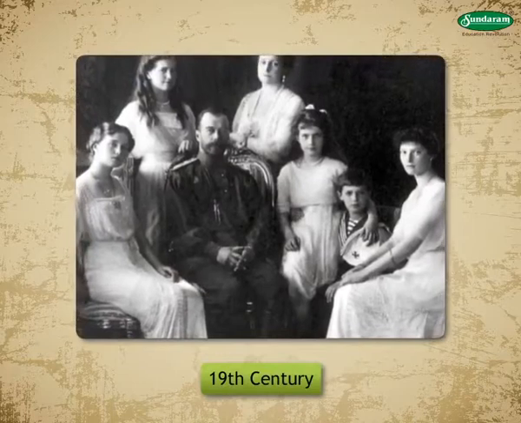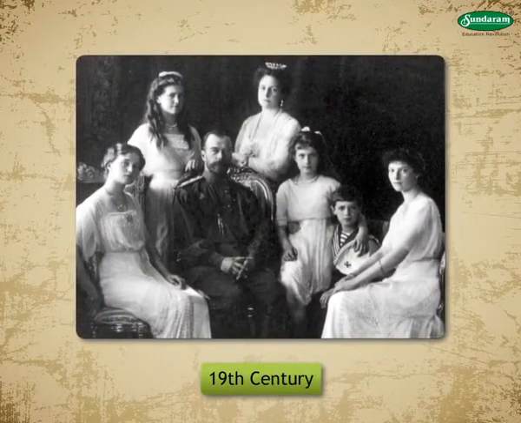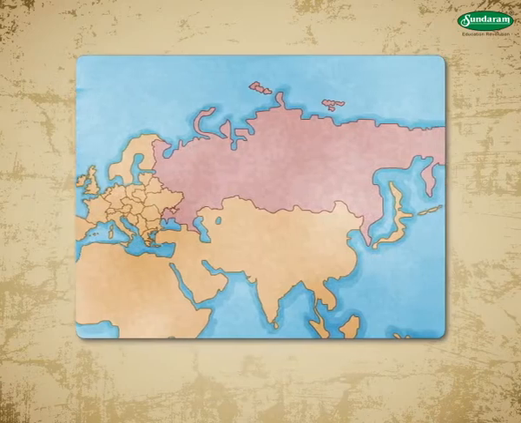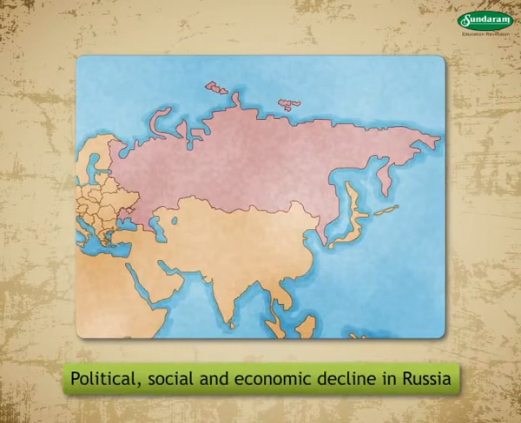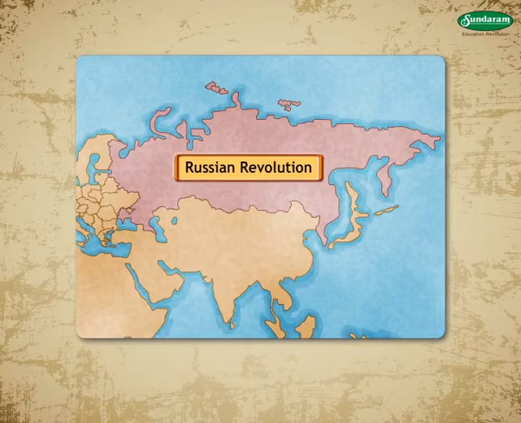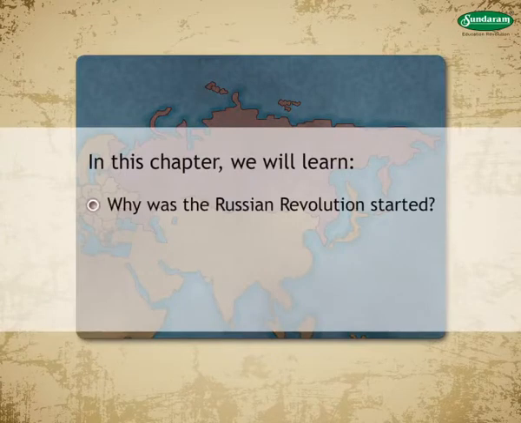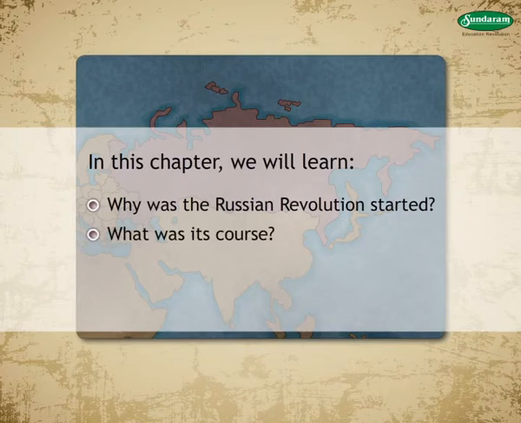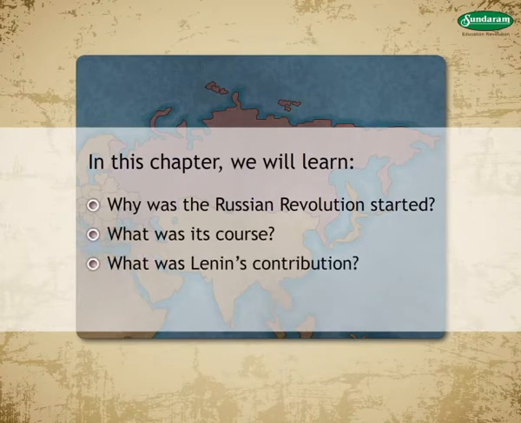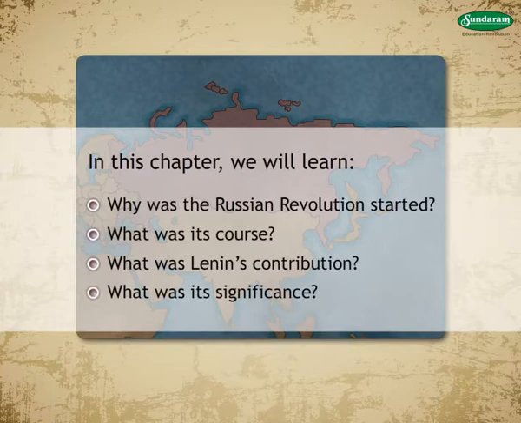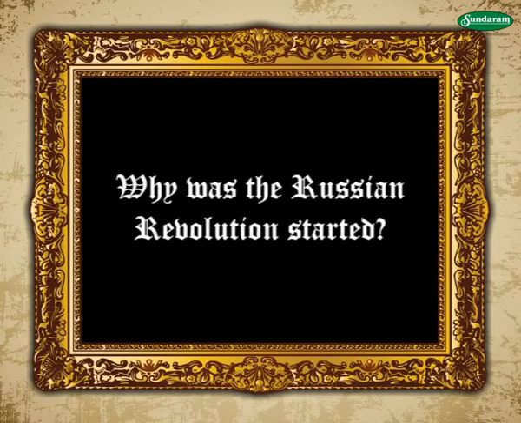Introduction. In the 19th century, during the reign of the Tsar of the Romanov dynasty, due to feudalism and serfdom, political, social and economic conditions declined in Russia. This decline led to the Russian Revolution, which is a turning point of history. In this chapter, we will learn why the Russian Revolution started, what was its cause, how Lenin contributed to it, and its significance. Why was the Russian Revolution started?